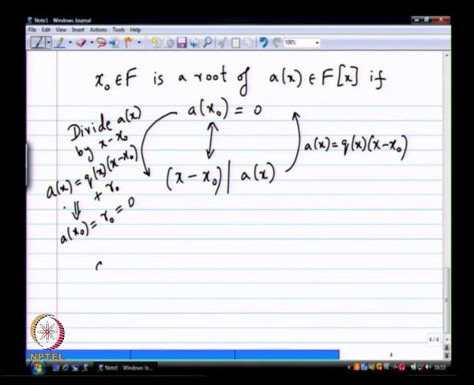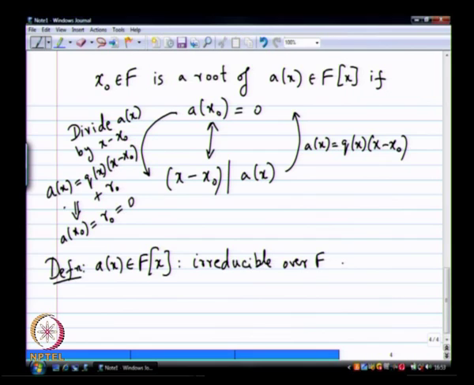A(x) in F[x] is said to be irreducible over F. This is the definition. Irreducible over F if there is no root for A(x) in F.